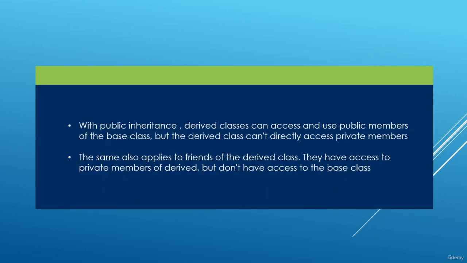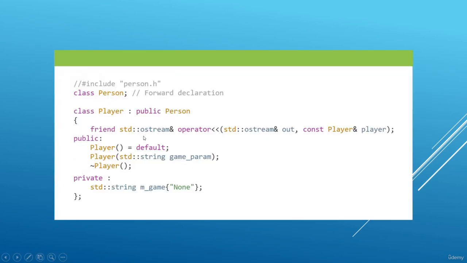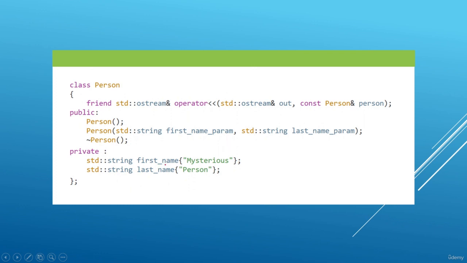So with public inheritance, derived classes can access and use public members of the base class, but the derived class can't directly access private members from the base class. I want you to let this sink in. What this means, from the player class, we can't directly access the private member variables we had in person. Remember, our first name and last name are private to person, and we can't directly access them in any deriving class that is doing public inheritance.